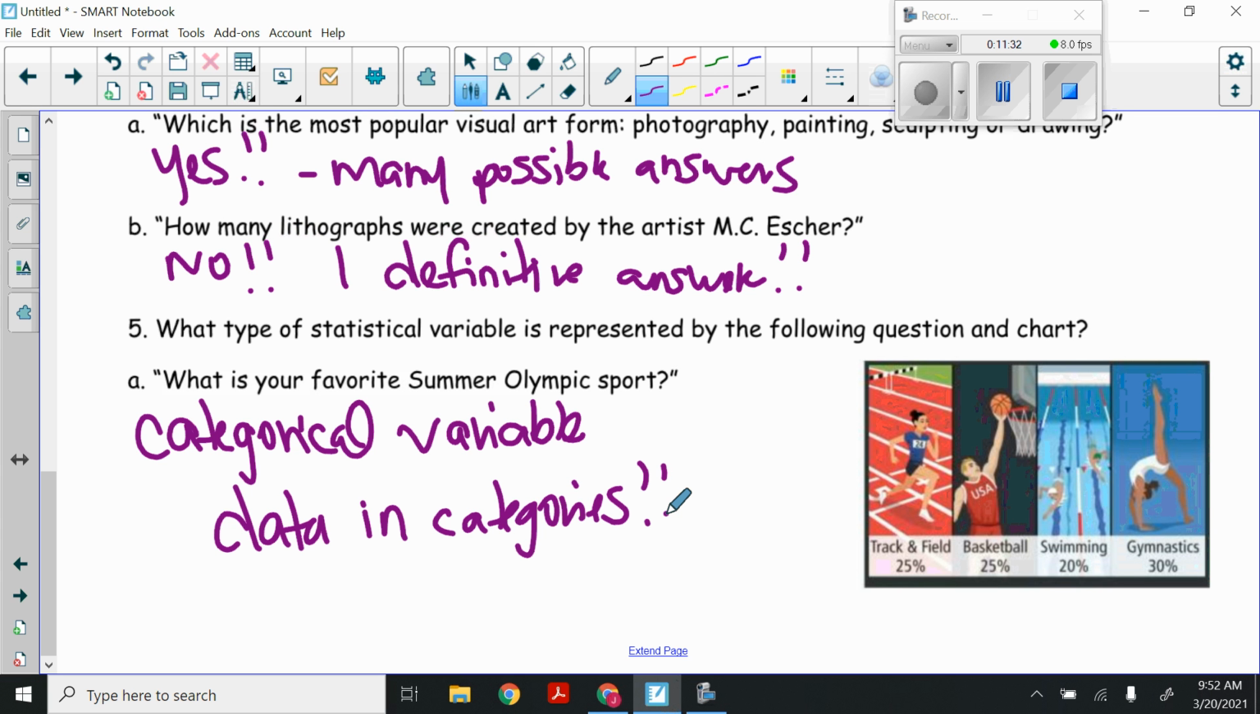Our answer was not a number, okay? What is your favorite summer Olympic sport? Track and field, basketball, swimming, gymnastics. Those answers are not numerical.